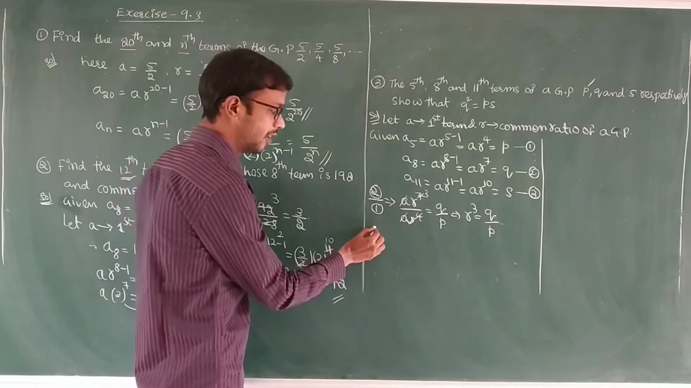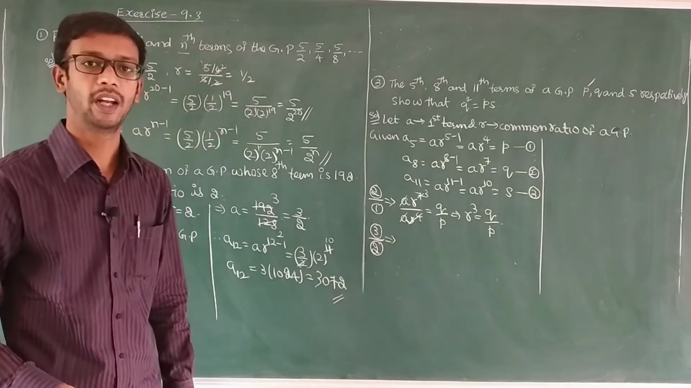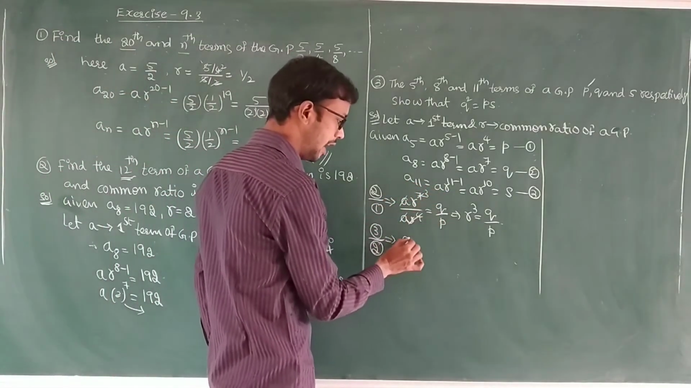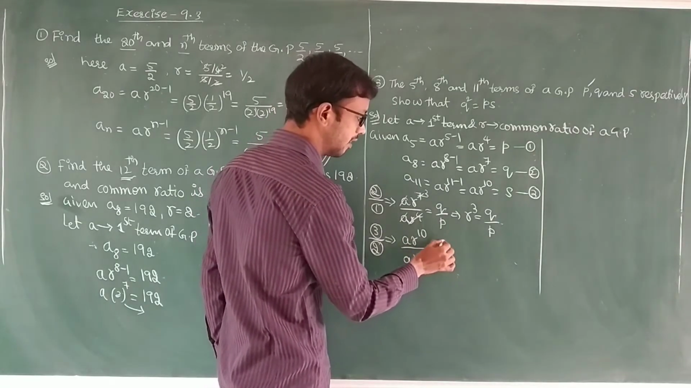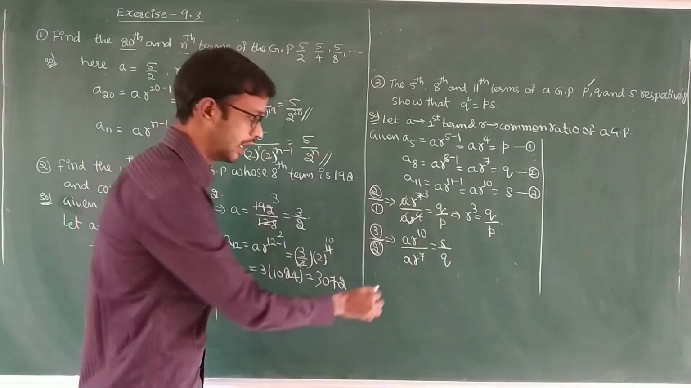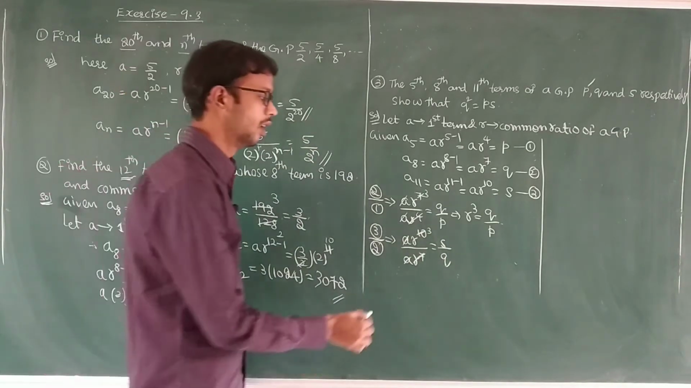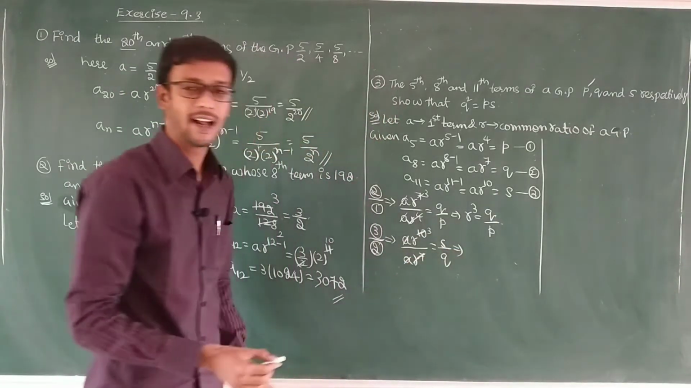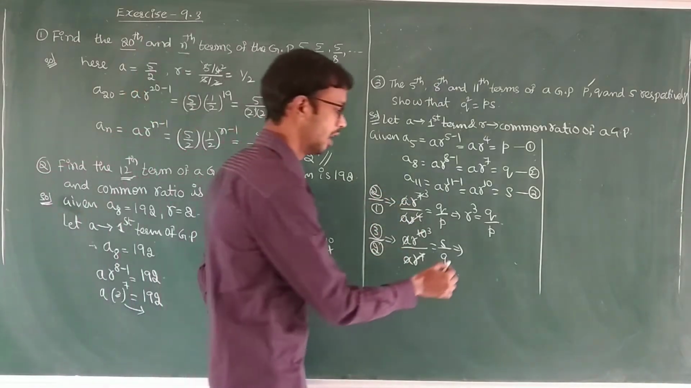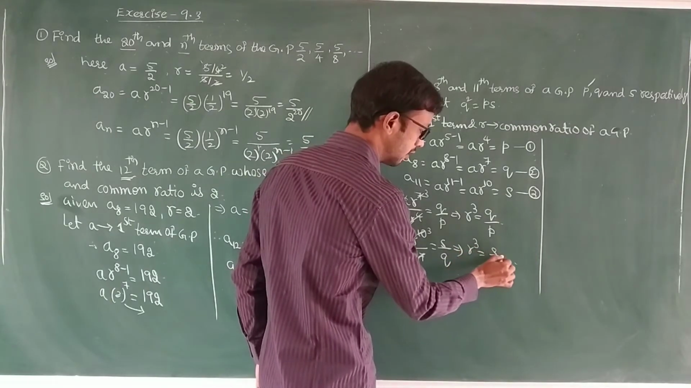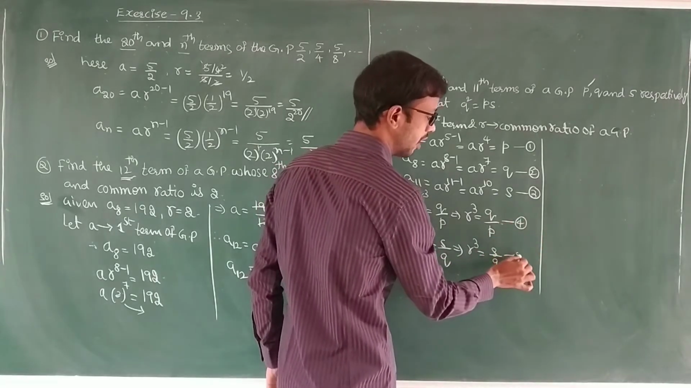Next, similarly, I will make 3 divided by 2. AR power 10 divided by AR power 7 is equal to S by Q. Here A and A get cancelled, R power 7 is there, 7 cancel, out of 10, 7 cancel means 3 will be remaining. So R cube is equal to S by Q. So this one is equation number 4, and that is equation number 5.